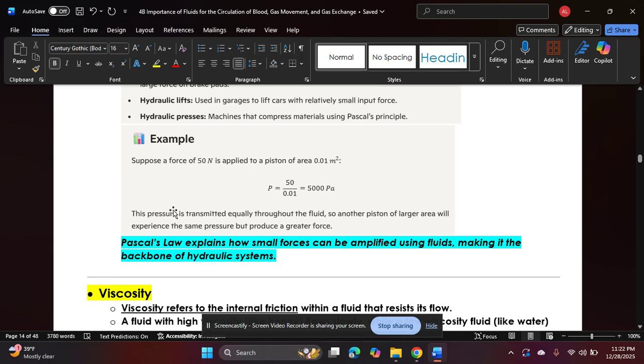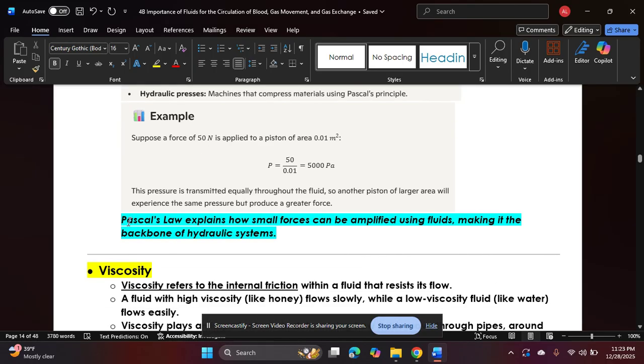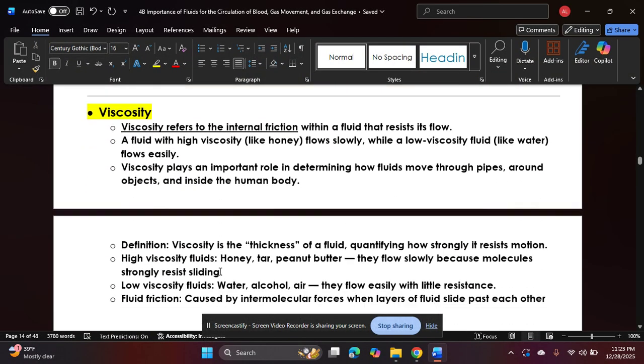So this pressure is transferred equally throughout the fluid. If you have another piston of larger area, it will experience the same pressure. The pressure is going to be the same, however, it will have a greater force, because pressure depends on force divided by area. All right, Pascal's law explains how small forces can be amplified using fluids, making it the backbone of hydraulic systems.